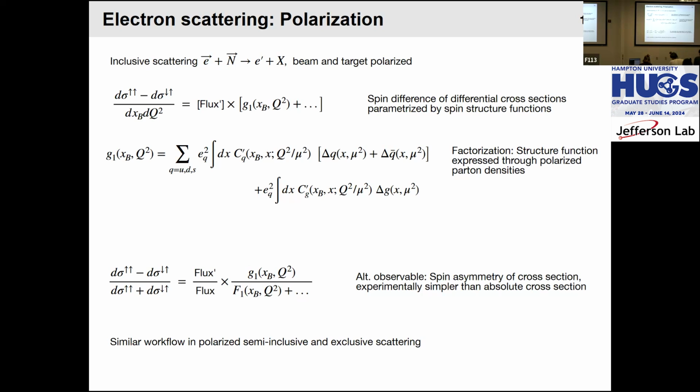And this is an alternative observable. It's experimentally simpler than the absolute cross section because, for example, things like factors related to the luminosity or experimental efficiency cancel, etc. So many of these measurements involving spin actually measure spin asymmetries rather than cross sections.